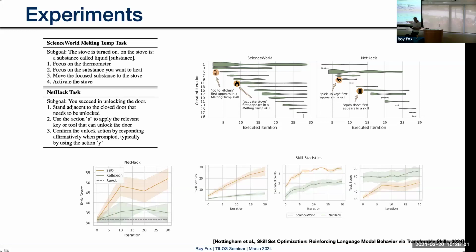And here in green, there's Science World, and in orange, there's NetHack, just to show you the improvement over time, how the size of the skill set grows. So we're finding more and more skills that are worth keeping. How the number of skills that we're actually using in our execution goes up gradually, but does go up.